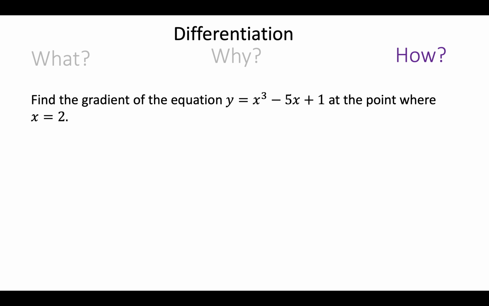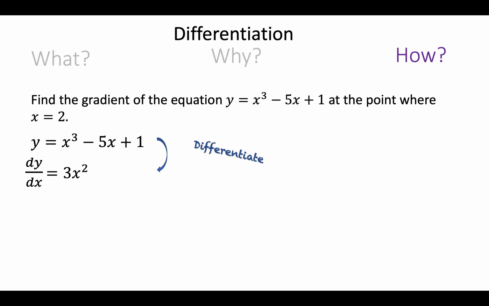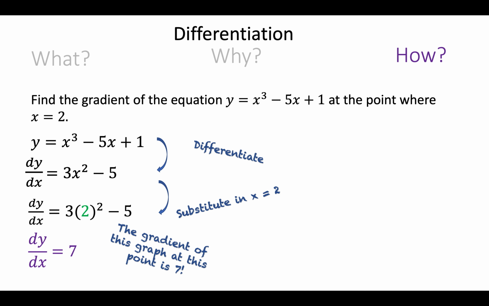Let's do an exam question. Find the gradient of the equation y equals x to the power 3 minus 5x plus 1 at the point where x equals 2. So we start with the equation as normal. Now we differentiate it. The x cubed becomes 3x squared, the minus 5x becomes minus 5, and the 1, it's just a number, disappears. Now it says where the point is x equals 2. So we substitute in x equals 2. Like this. We work that out on our calculator and we get 7. So the gradient of the graph at this point is 7.